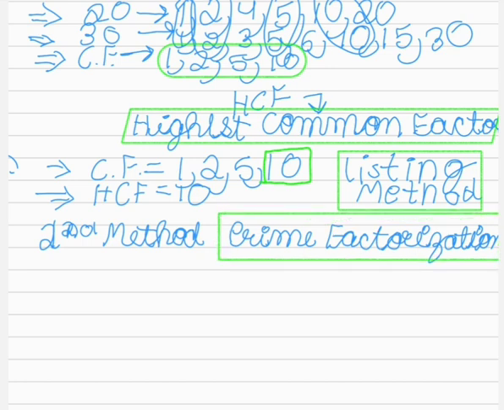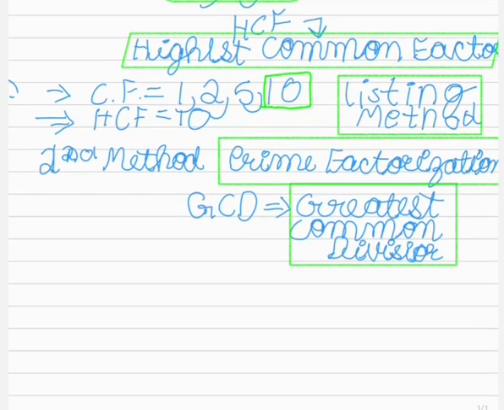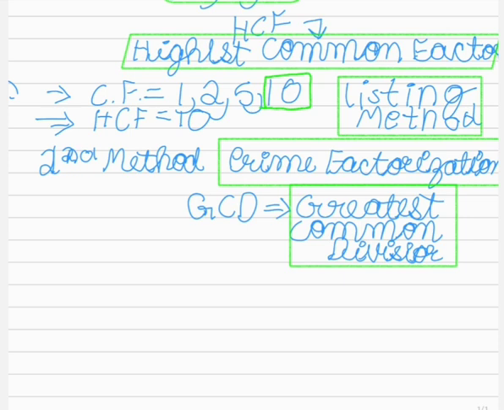In prime factorization, we have to find the GCD or the HCF. You will ask, what is GCD? GCD's full form is greatest common divisor, because we know that factors are the exact divisors of a number. The greatest common divisor is the same as HCF, just the name is changed. So don't worry about it. If you write HCF, it is also correct. So our second method is prime factorization.